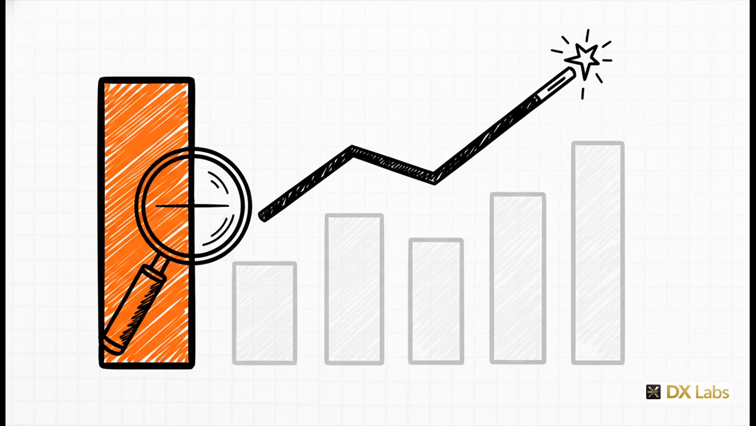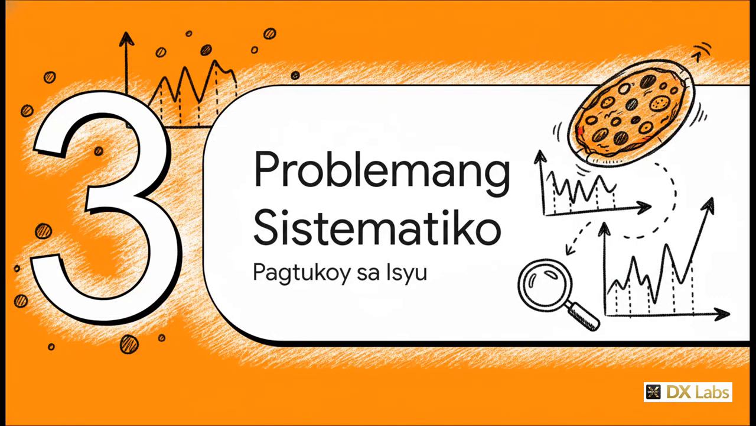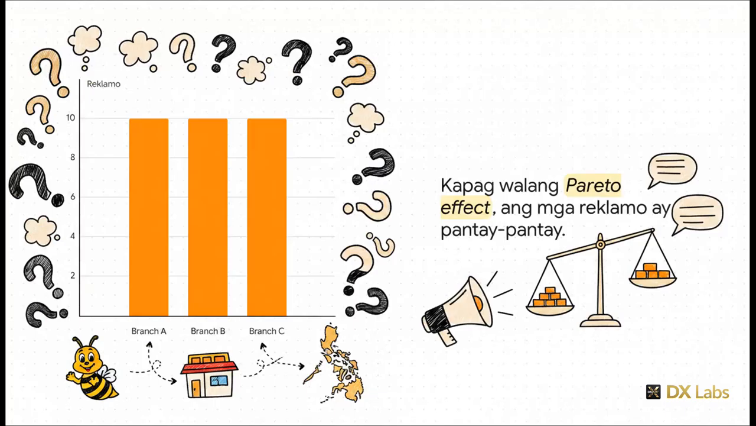But wait, what happens if the data acts completely differently? That brings us to topic number 3, identifying systemic problems. Dito tayo magtetest ng critical thinking. What if, when you plot the Pareto chart by store location, absolutely walang nag-i-stand out na bar? As in, paano kung sa isang massive fast food chain like Jollibee, the customer complaints are perfectly equal across all branch locations, from Manila to Cebu? Walang clear vital few. So, what does this all mean?